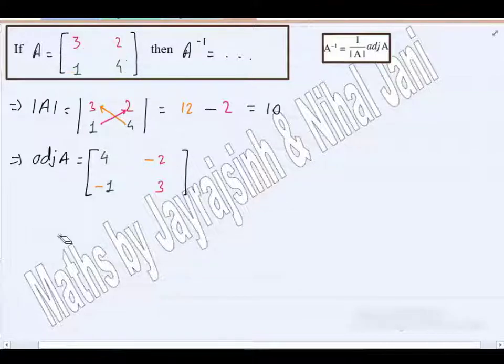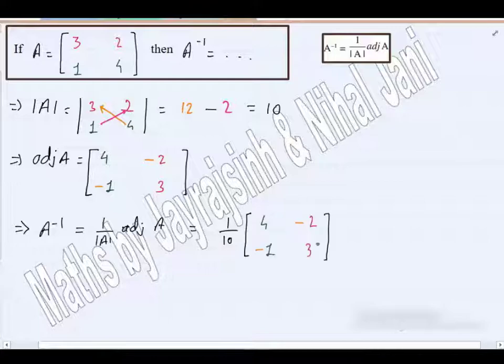Okay, so we are ready to get the value of A inverse, which is 1 upon determinant of A into adjoint of A. Determinant of A is 10 and adjoint of A is 4, minus 2, minus 1, 3. Tada! This is your A inverse.